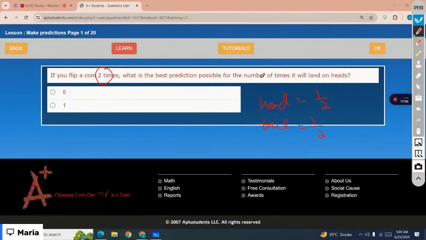In 2 times, you need to see head. You have to do 2 times 1/2, which is 1. So that means there is only one possibility that it will land on head. The correct option is 1. Got it? Okay, let's move on to the next one.